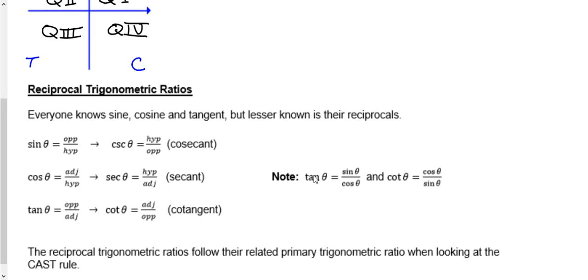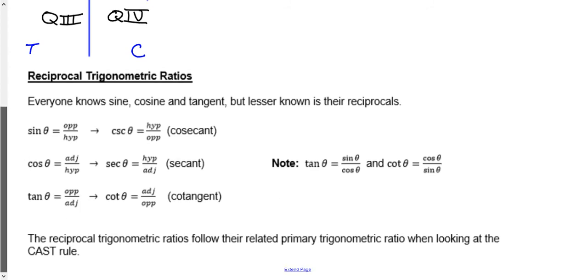Quick note here, tangent is made up of either opposite over adjacent or sine divided by cosine. Or we also have this note here that says cotangent is cos divided by sine. The reciprocal trig ratios follow their related primary trig ratios when looking at the cast rule.